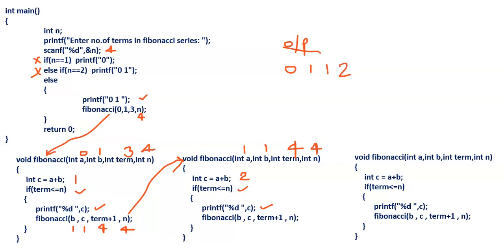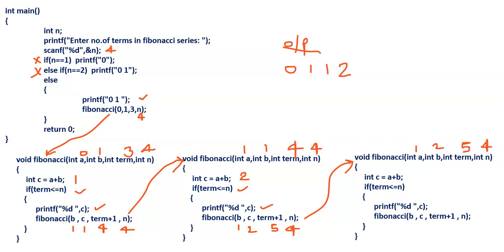Then again we are calling Fibonacci function by passing arguments b. What is b value here? 1. What is c value? 2. What is term plus 1? Term value is 4, so term plus 1 means 5, and n value is 4. Again the Fibonacci function is called here. Here n value is 4. In this a value becomes 1, b value becomes 2, term value becomes 5 and n value becomes 4.